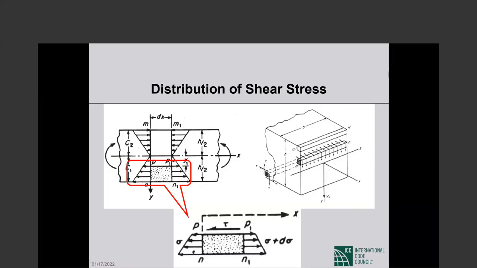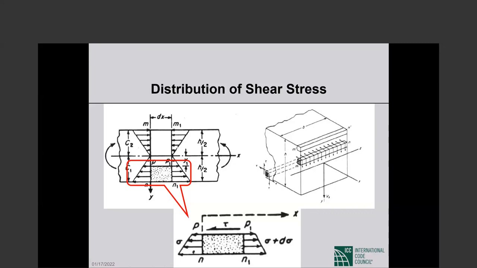So dividing the cross-section into infinitesimal strips parallel to the z-axis, it is reasonable to assume that on any one such strip, the shear stress tau will be uniform across the width of the beam. The shear stresses, the horizontal stresses, let us say, that we talked about, are uniform across the width of the beam and parallel to the y-axis as shown.